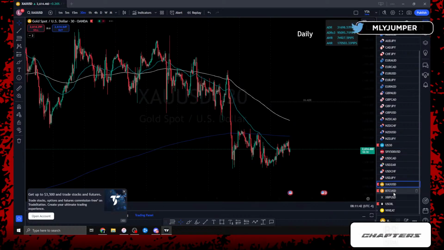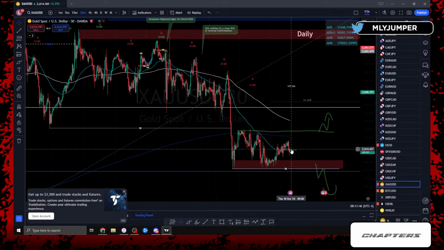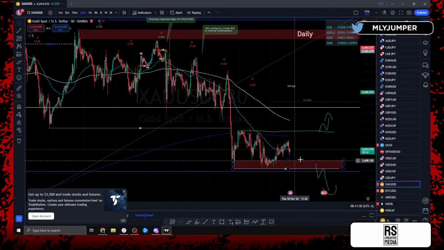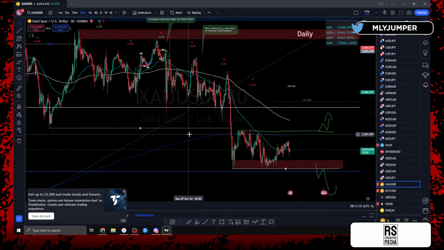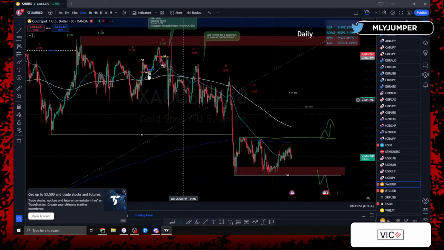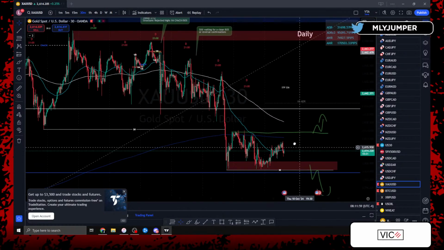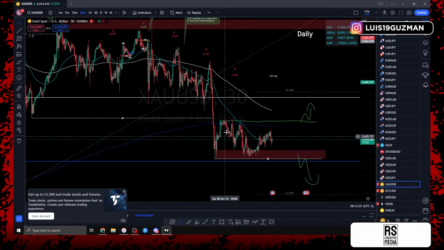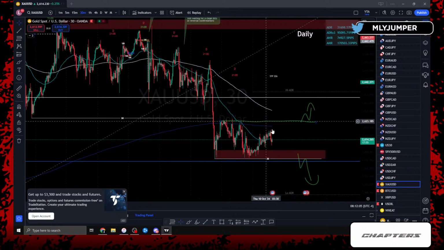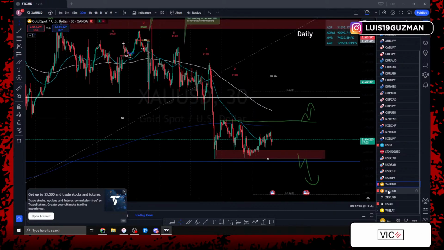Now for gold, I'm not gonna force any trades here. Price is pretty similar to USD CAD's reasoning. We have 3, 4, 5, 6 days where price has just been pushing down, and from yesterday till today price has been moving sideways. So I need to see a break of structure before I take any type of trade here on gold.